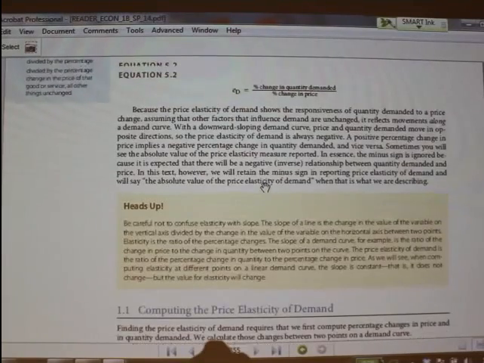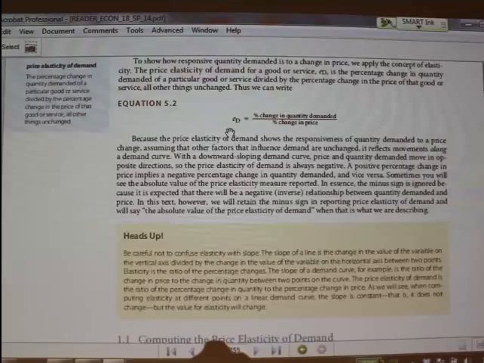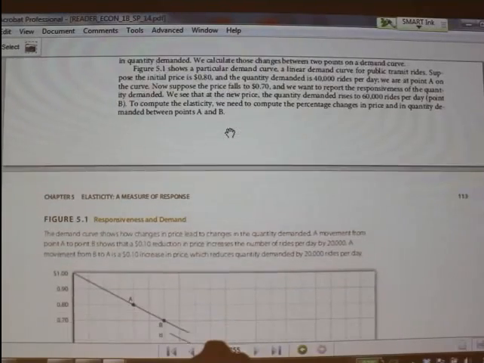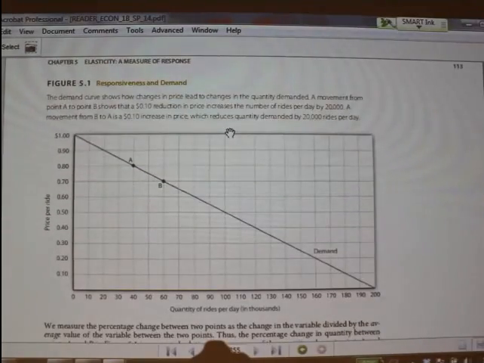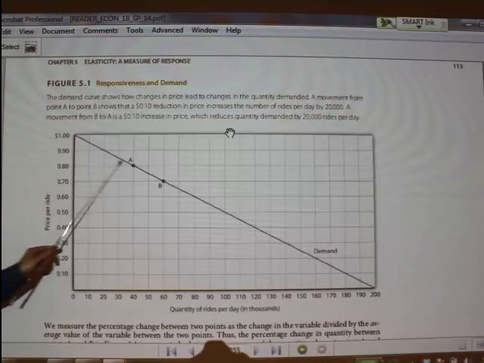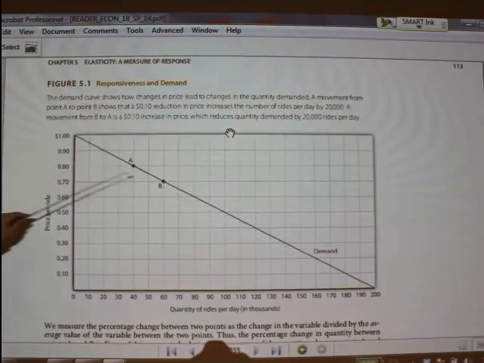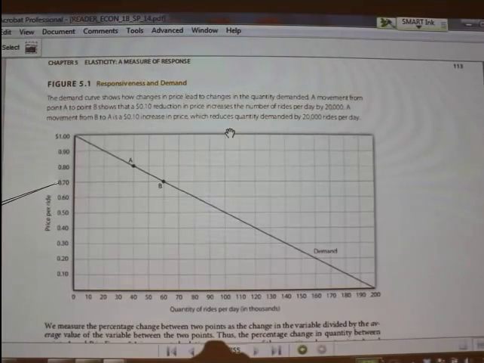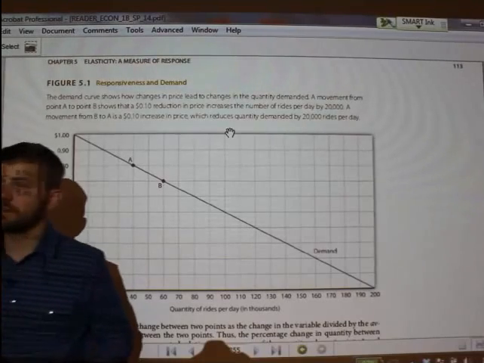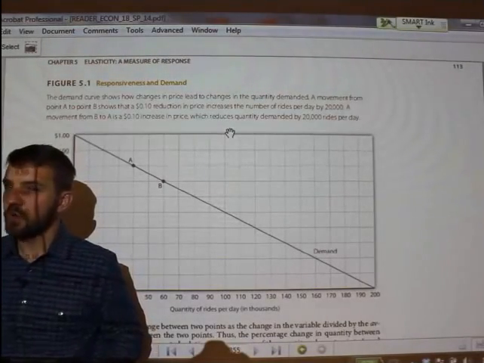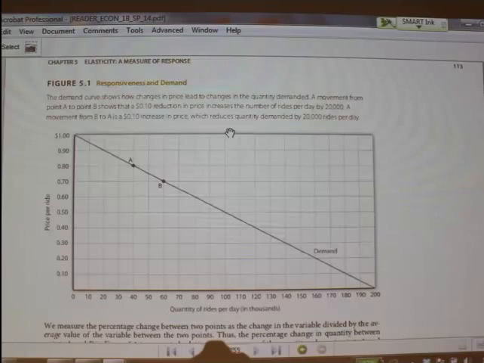Here's this formula in the book. You see the same thing I wrote a moment ago. Let's say we have this demand curve, and we want to know what's the price elasticity of demand between points A and B. So at point A, the price is 80 cents. At point B, the price is 70 cents. So let's say we go from 80 to 70. What percentage change is that? 12.5, because the change is 10 cents, and we started at 80 cents.